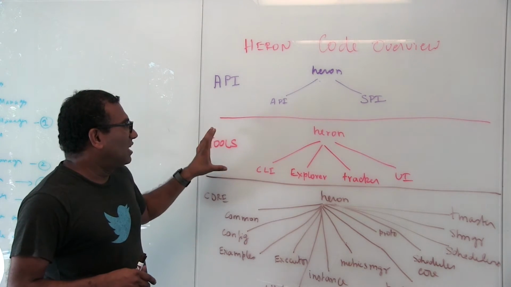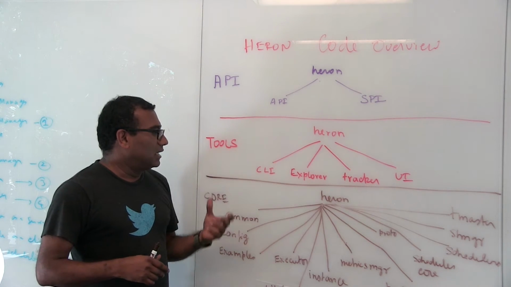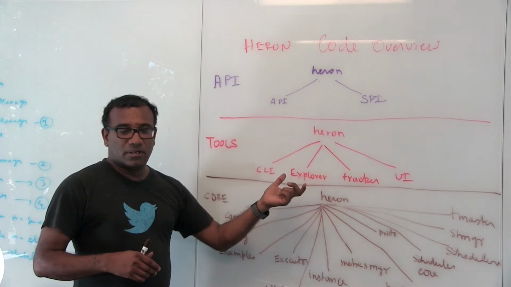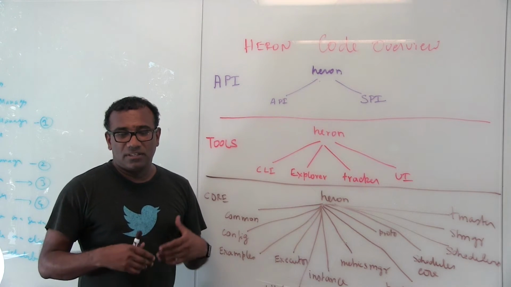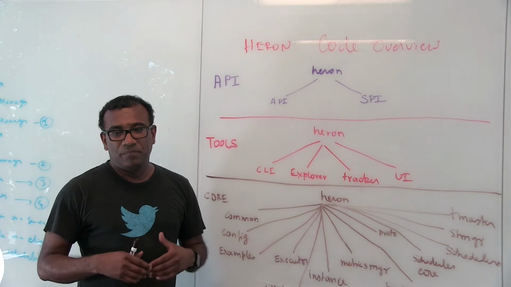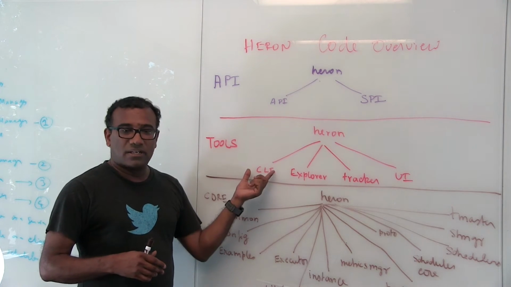The next logical component is called the Heron tools, and the tools consist of multiple parts. The first one is the CLI, the Heron CLI that you use to submit jobs and kill jobs or kill topologies, those kinds of things. That's all part of the Heron CLI.